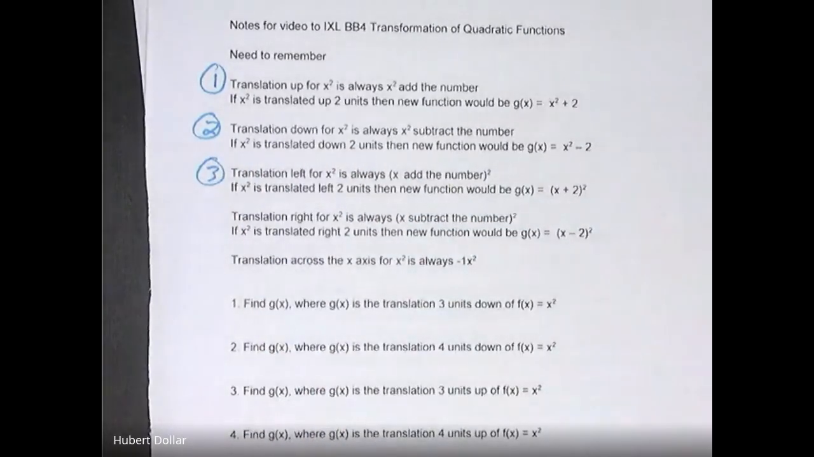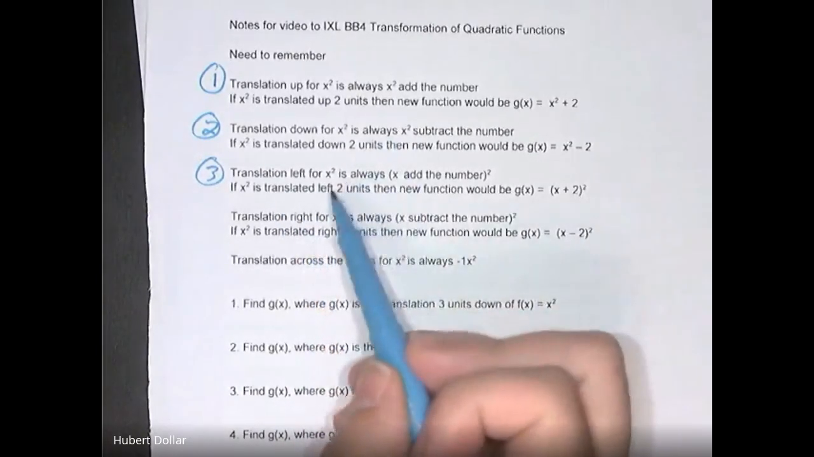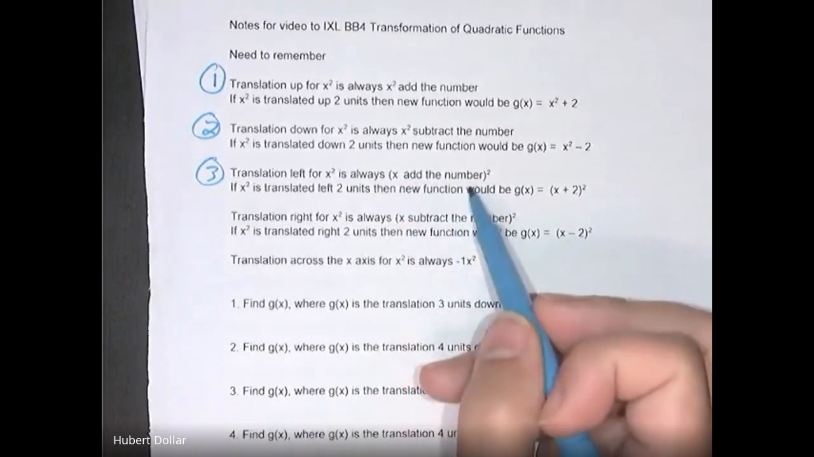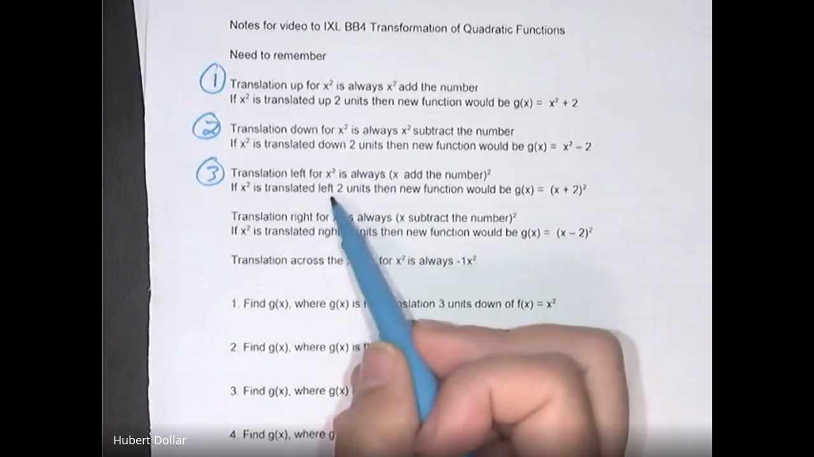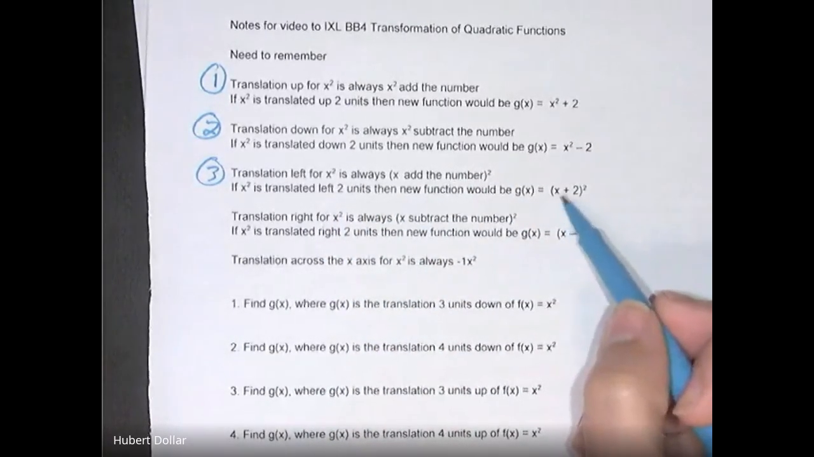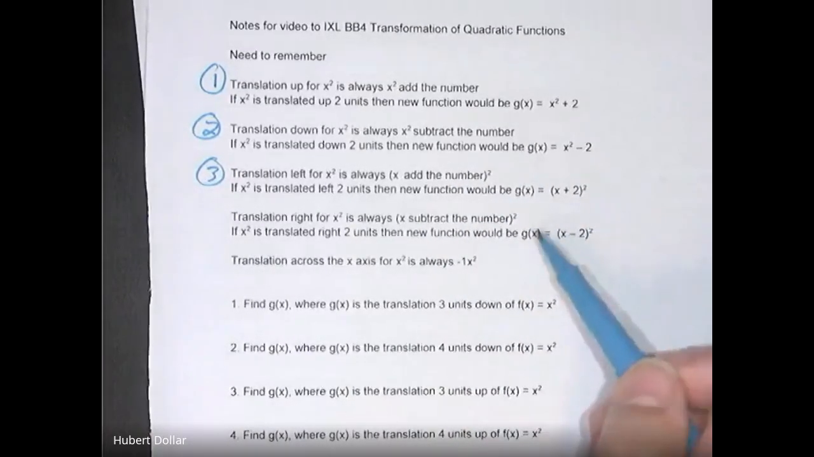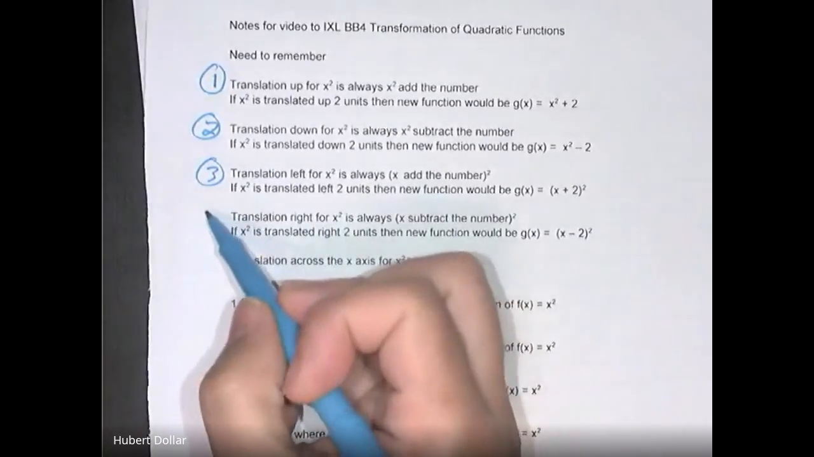The third translation is when you translate to the left. For x squared, it's always in parentheses x, add the number you're translating, close parentheses squared. So if you're going to translate x squared 2 units left, then you do parentheses x plus 2, close parentheses, and squared. So when you go left, you add. It's the opposite of what you would think.